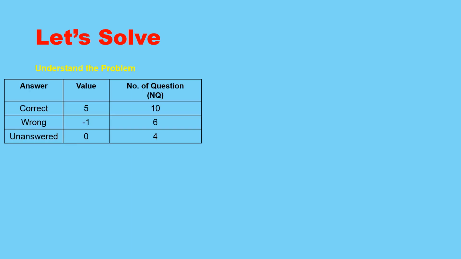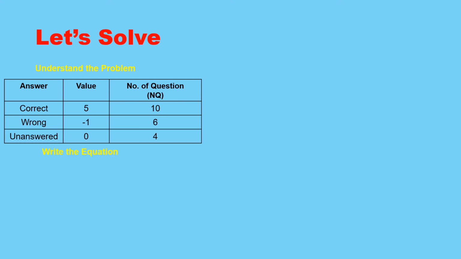Okay, let's solve this problem. In understanding the problem, you can use a tool, which is a table. I have here a table where there is the answer, such as correct, wrong, and unanswered. Value, which is the value of the marks, which is 5, -1, and 0 respectively. Number of questions that Kate answered would be 10, 6, and 4. So that would be a total of 20.